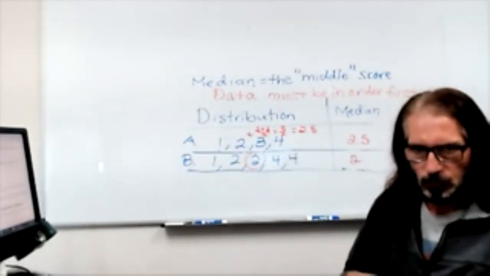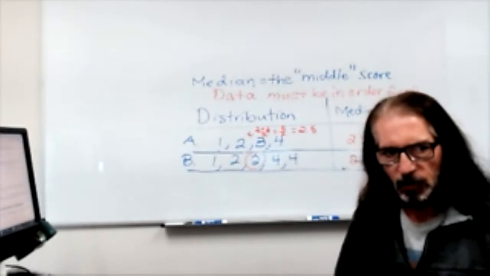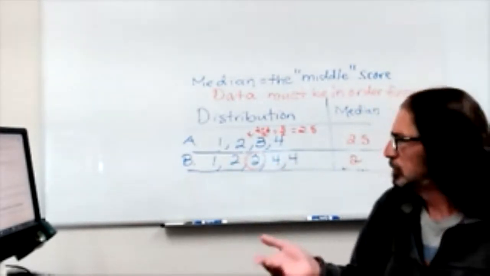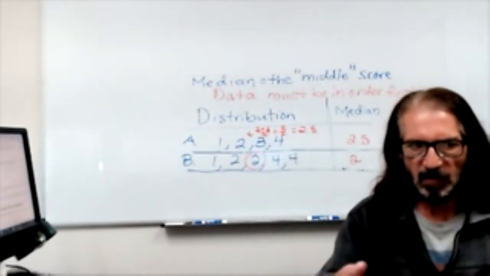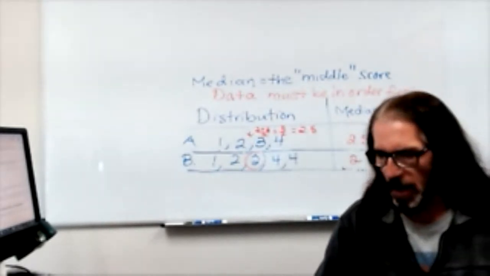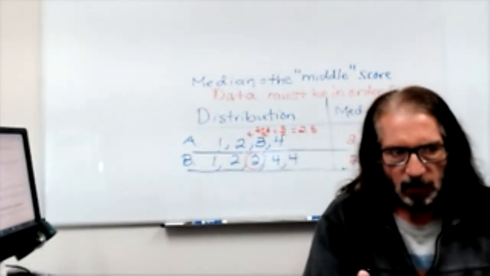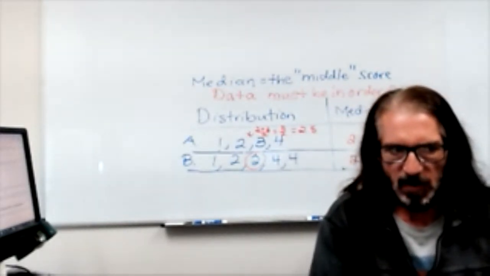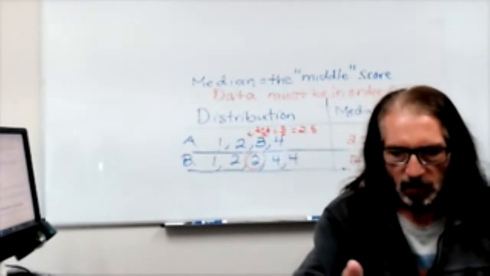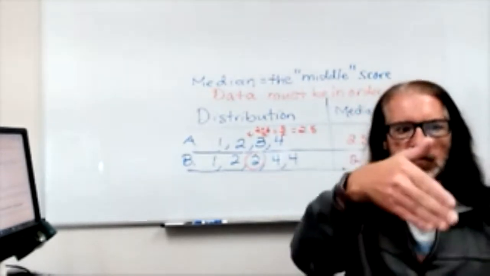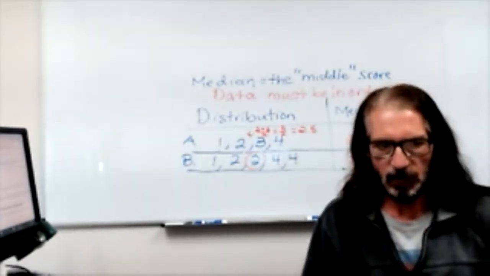Now, quite often, you're going to have distributions with a lot more scores. Putting them in order using technology is going to help. And if we knew a way to compute what the location is, then you could set up that technology to go to that location and tell you what score is in that location.